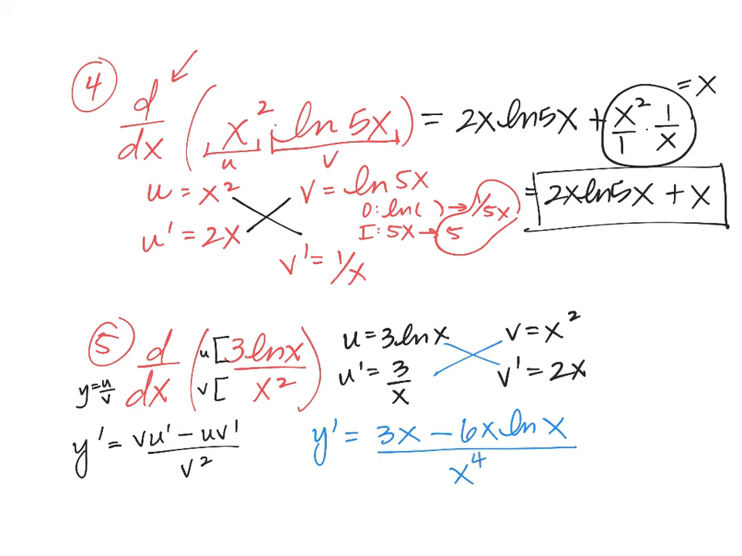Now you may notice that this one will simplify. If I factor an x out of the numerator, I'd have 3 minus 6 natural log of x over x to the fourth. And taking one x away from the numerator and the denominator, I would be left with 3 minus 6 natural log of x over x cubed for my final answer.